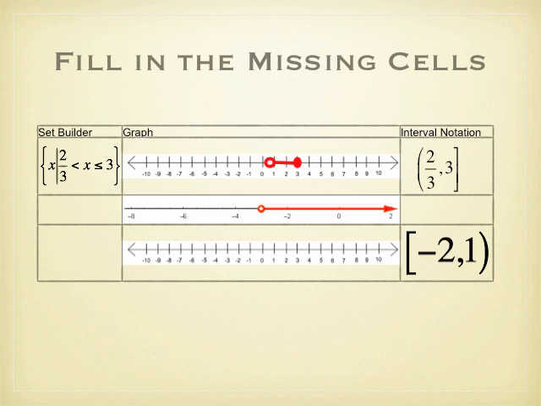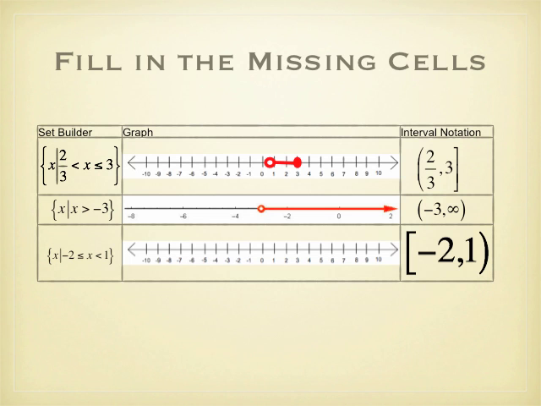Okay, for this graph now, if I look, that open circle is at -3. So for Set Builder, I'm going to have the set of all x such that x is greater than -3. It's greater than because that circle is open, and it's also greater than because I'm looking at numbers that are greater than it. For interval notation, I'd have -3 all the way up to infinity, and both of those would have round parentheses.